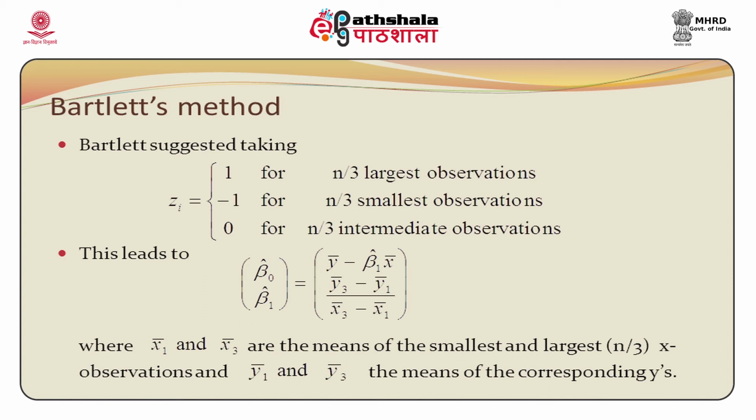The average of the x's for the smaller values would be x1 bar, and the corresponding average of the y's would be y1 bar. So, we get beta 1 hat. Now, there is a third method which is referred to as Durbin's method.